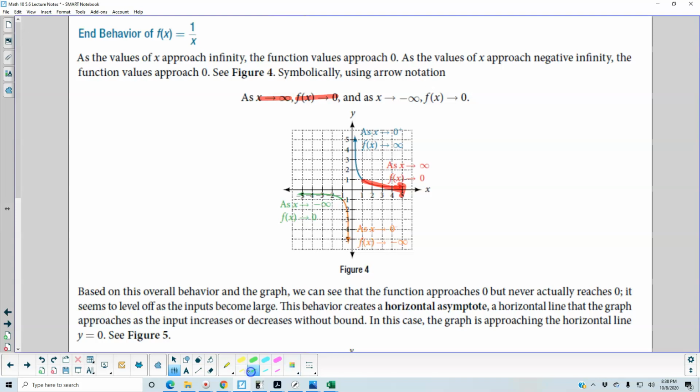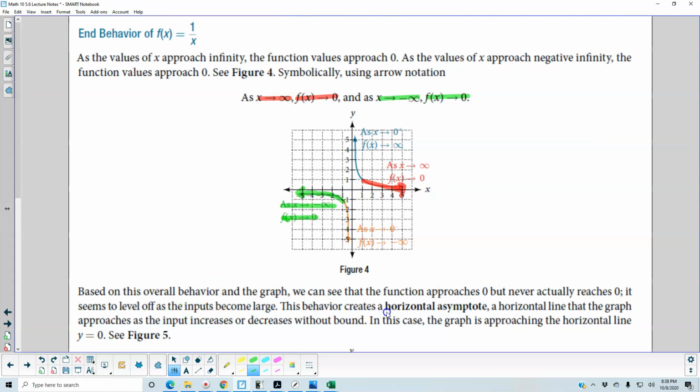And as x is approaching negative infinity, the function is approaching 0. So that's over here. So as x is approaching negative infinity, we can see that the function is approaching 0. Now, based on this overall behavior in the graph, we can see that the function approaches 0, but never actually reaches 0. It seems to level off as the inputs become large.